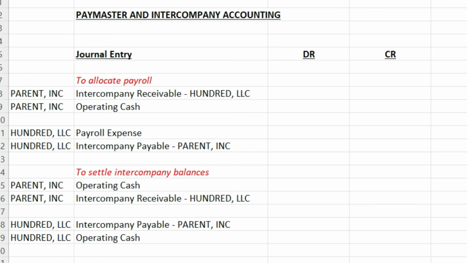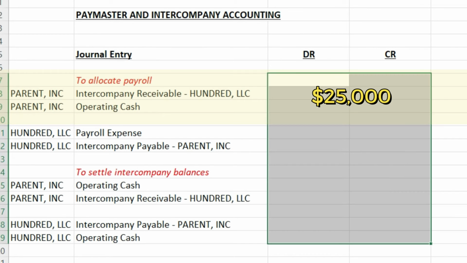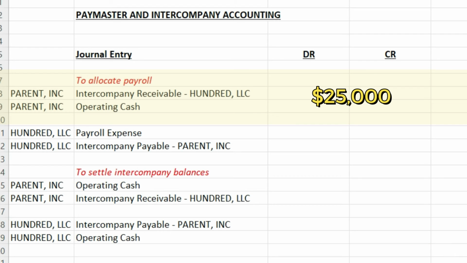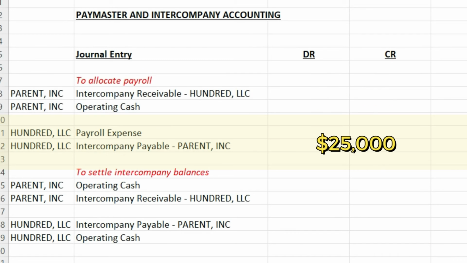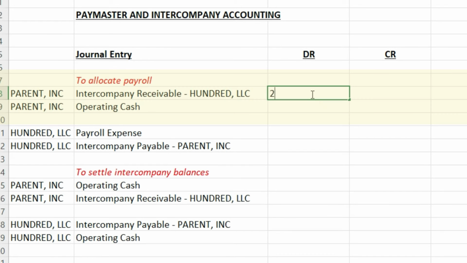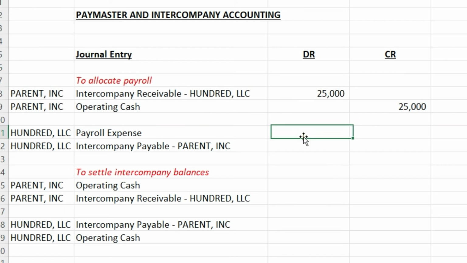So let's just use a nice round number of $25,000. From Parent Incorporated's standpoint, they paid $25,000 of payroll expense related to an employee of 100 LLC. So they have paid payroll that will be allocated to 100 LLC. Their journal entry for $25,000 of payroll expense is to debit the intercompany receivable from 100 LLC and then credit operating cash. The cash went out the door to cover the payroll, and now 100 LLC owes Parent Incorporated $25,000.